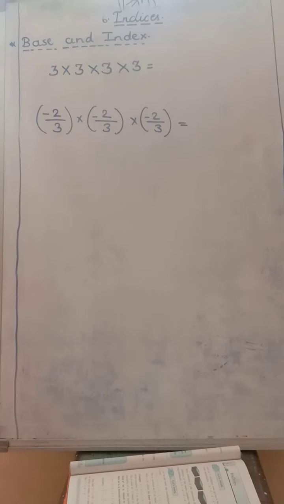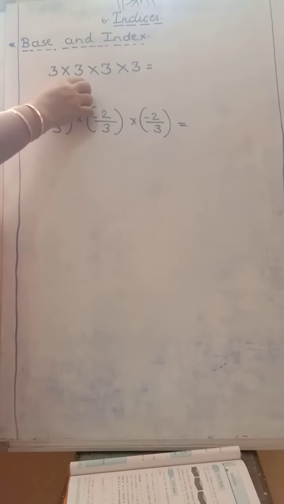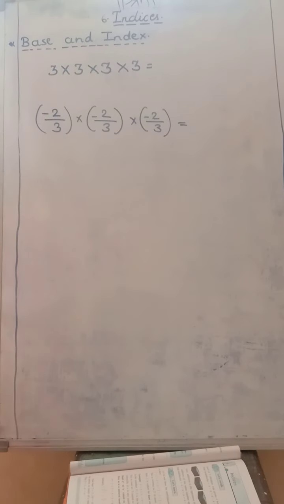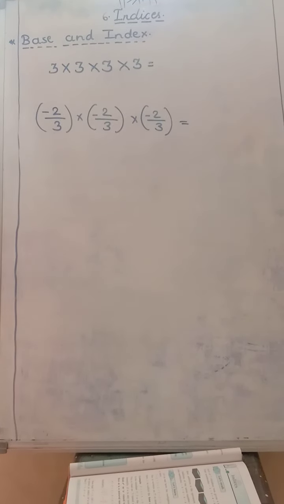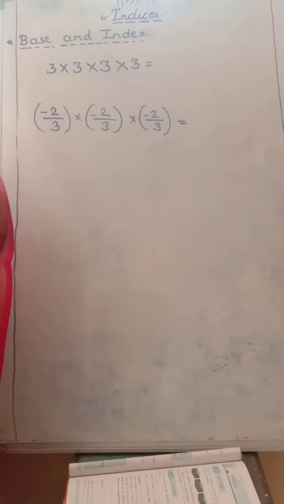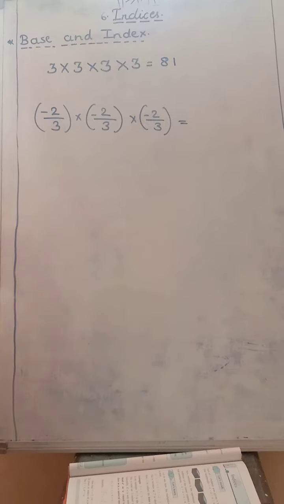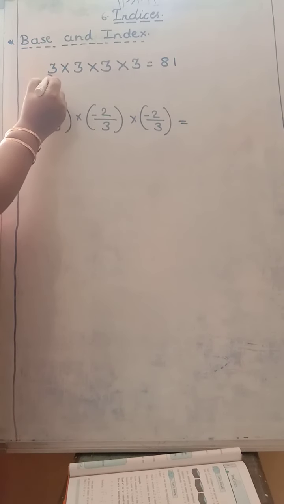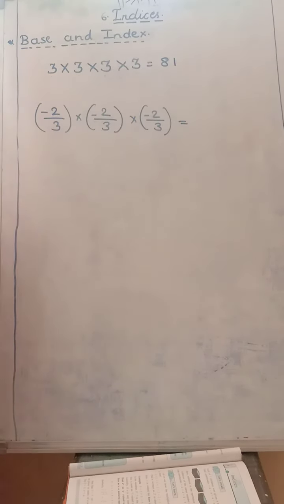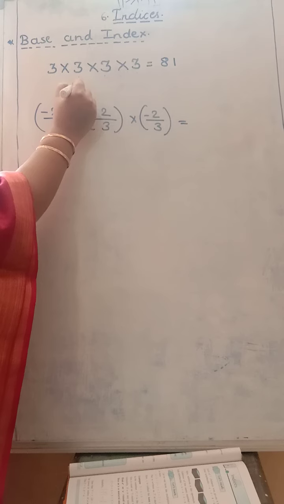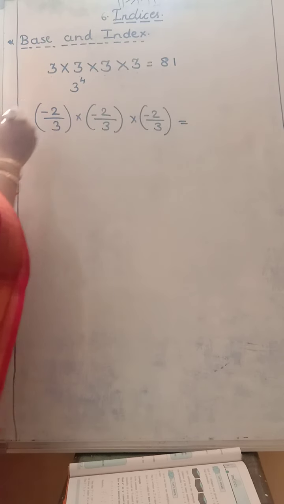Now we will take an example, 3 multiplied by 3. What is that? 9. 9 3s are 27. 27 3s are 81. Okay, so now what have we done? We have multiplied 3 four times. Now can you tell me how to write this in index form? Yes, we can write this in index form as 3 raised to 4.